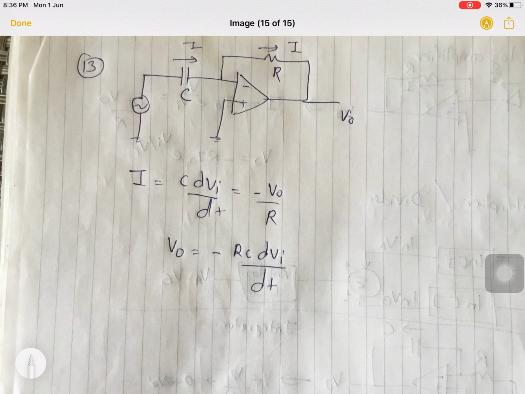Now in the next video, we'll start with the non-linear applications of op-amp. The applications whose output is fixed, that is plus VCC and minus VCC, are non-linear applications. We'll start with that and study the different applications of non-linear op-amp. Okay, thank you.